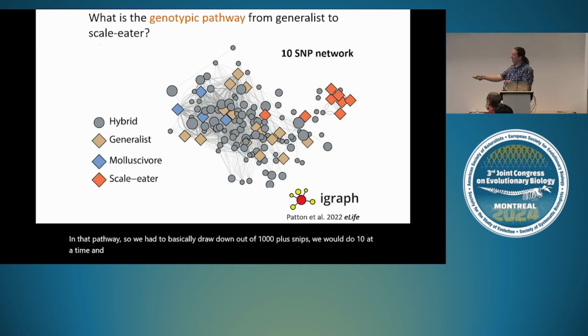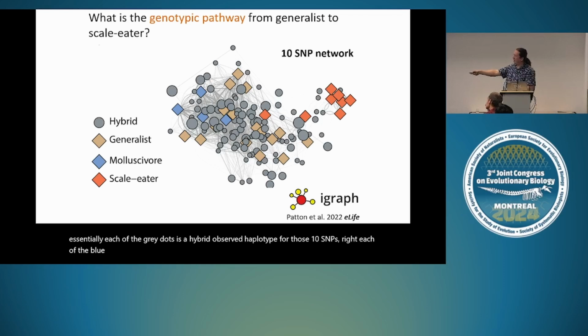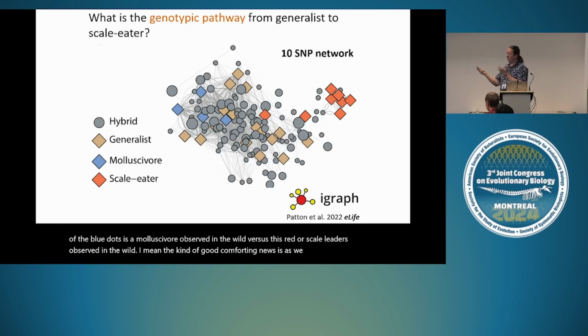And even with just 10 SNPs, it's taking days and days to estimate this network, where essentially each of the gray dots is a hybrid observed haplotype for those 10 SNPs, right? Each of the blue dots is a molluscivore observed in the wild versus this red are scale leaders observed in the wild. The kind of good comforting news is, as we expected, and based on phylogenetic data as well, that scale leaders are more isolated on this genotypic network from the generalists, from the hybrids, right?